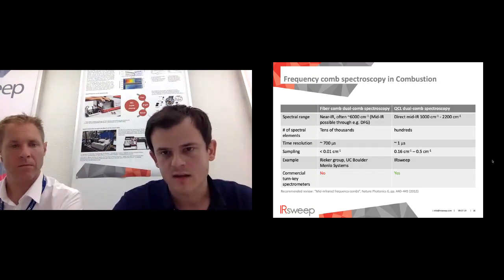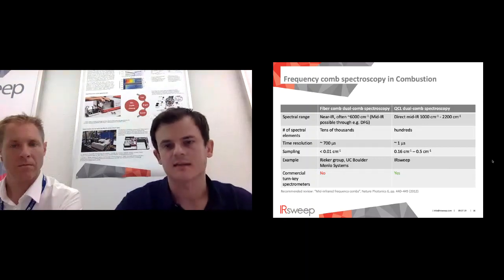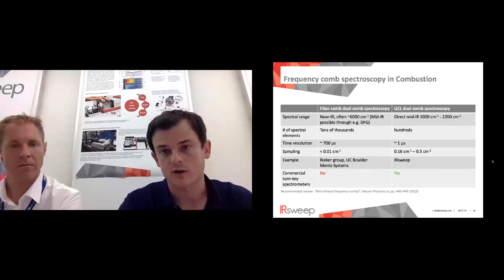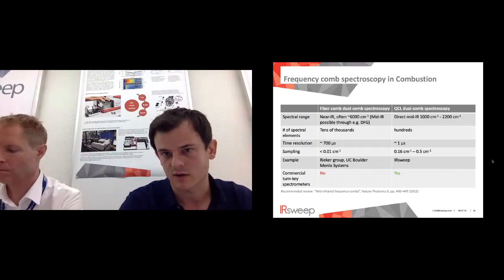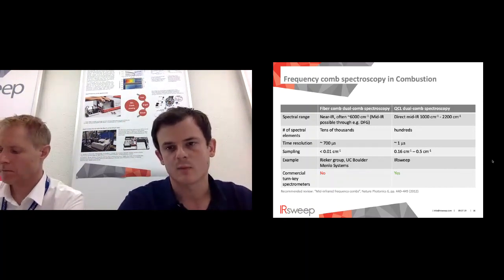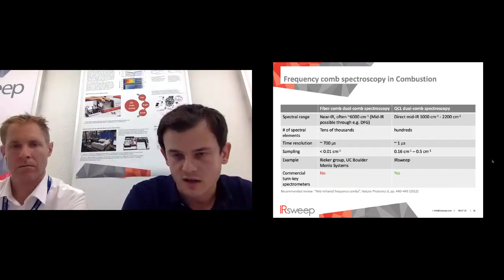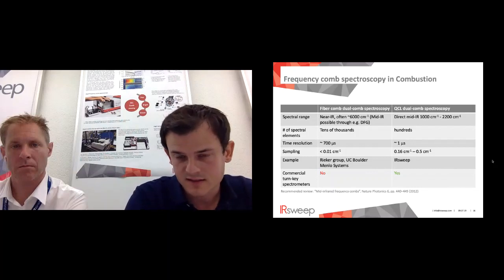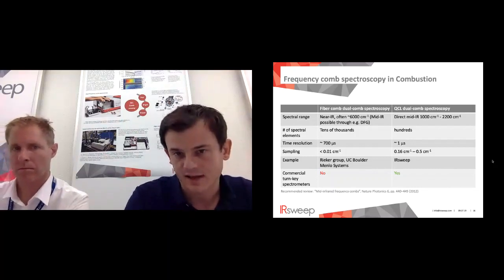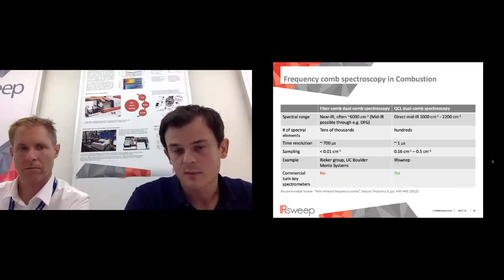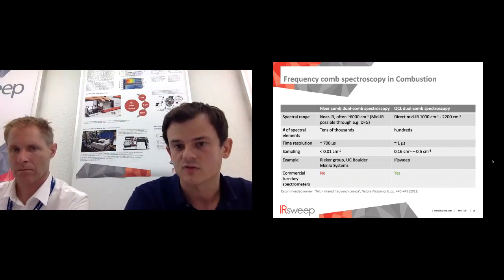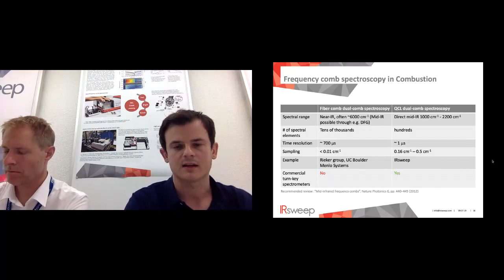In contrast, we have the QCL combs that we work with, and they have much shorter cavities, and they work directly in the mid-IR. So we directly have frequency combs from 1,000 to 2,000, or now even 2,200 inverse centimeters, where we generate a lot of optical power, where the fundamental ro-vibrational modes of the molecules are. In turn, we have fewer spectral elements and not quite as fine a sampling as the fiber combs, but as a result, we can have a much higher time resolution, which is especially relevant for this application here, but can also be exploited for other applications.